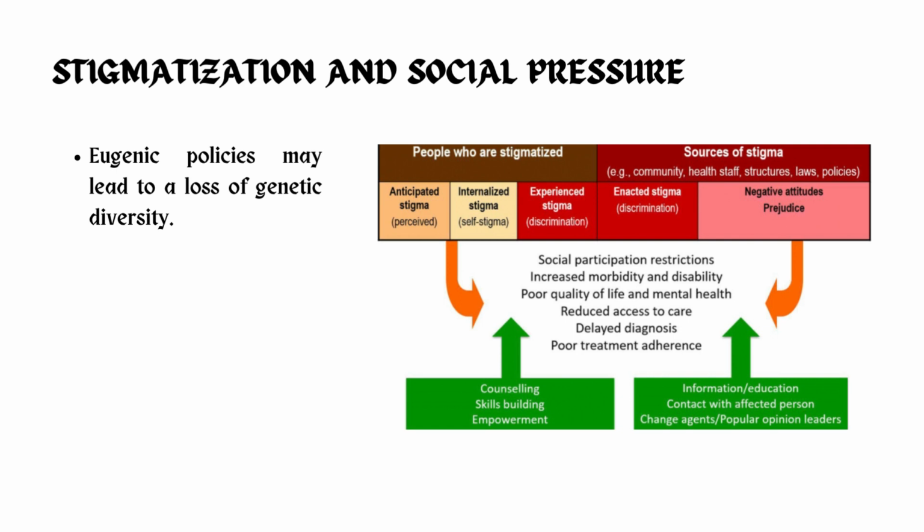Stigmatization and social pressure. The pursuit of eugenics can lead to stigmatization of individuals who do not meet societal standards of genetic fitness. This can create a climate of social pressure and discrimination against those who are seen as genetically inferior.